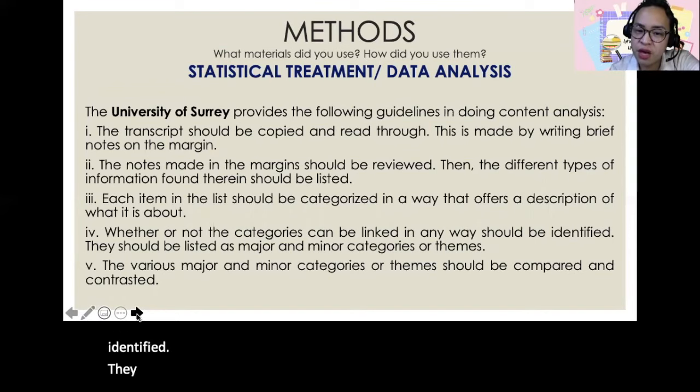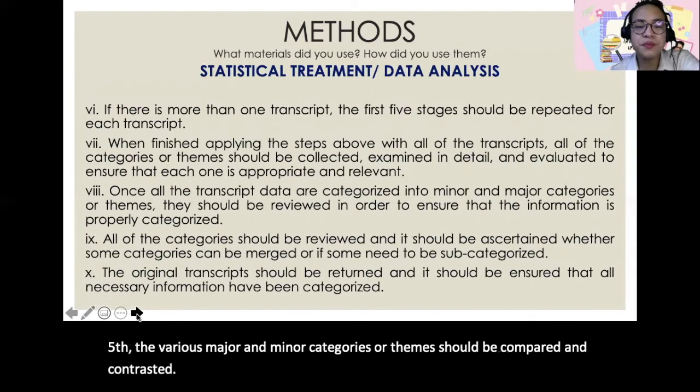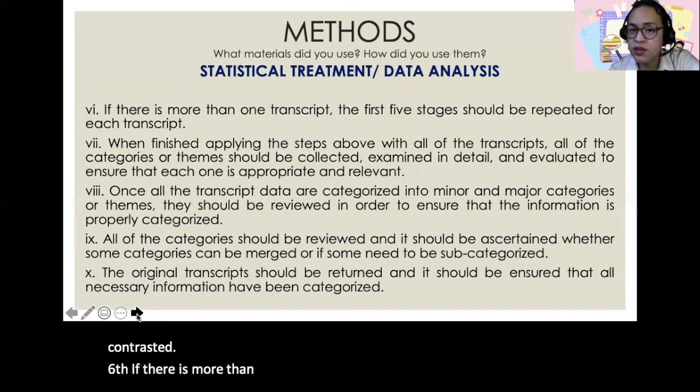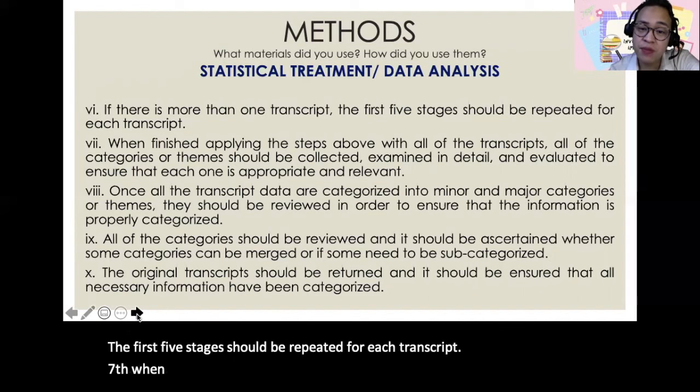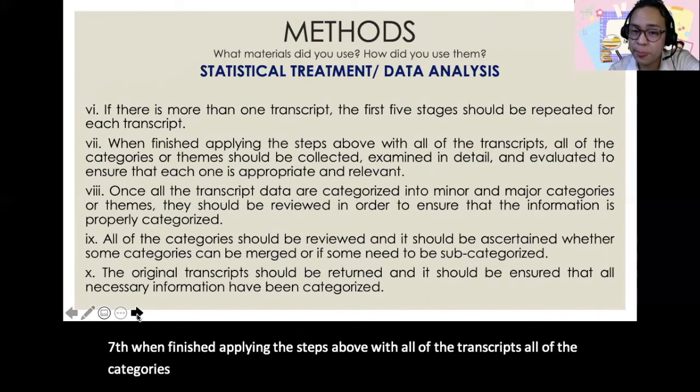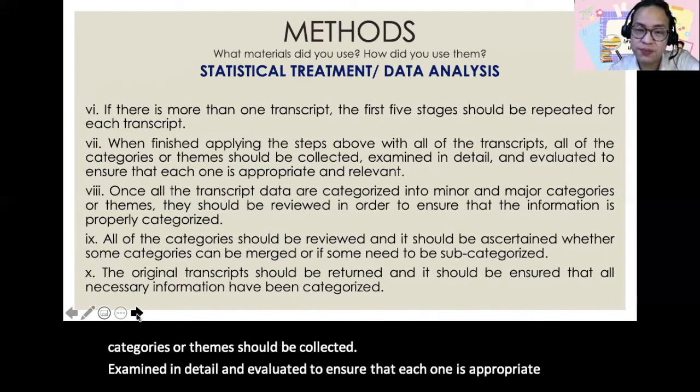They should be listed as major and minor categories or themes. Fifth, the various major and minor categories or themes should be compared and contrasted. Sixth, if there is more than one transcript, the first 5 stages should be repeated for each transcript. Seventh, when finished applying the steps above with all of the transcripts, all of the categories or themes should be collected, examined in detail, and evaluated to ensure that each one is appropriate and relevant.